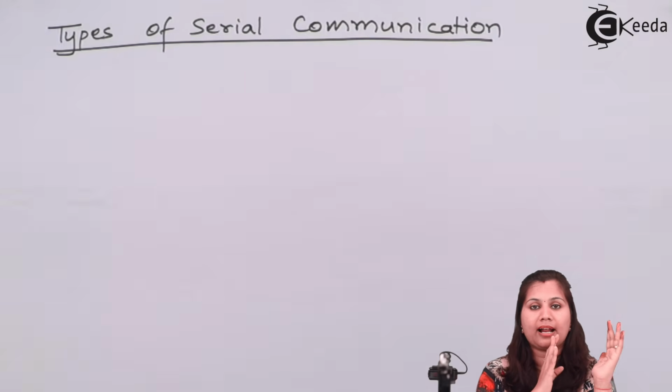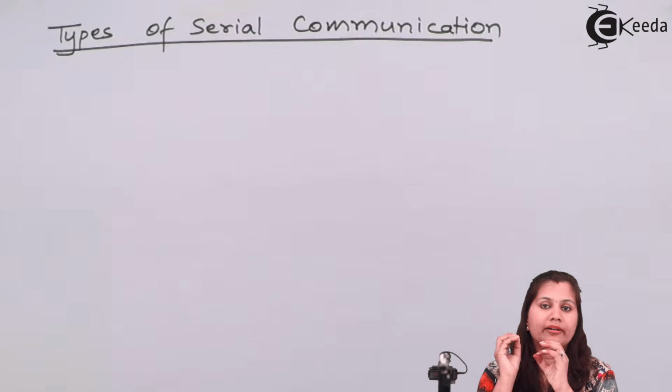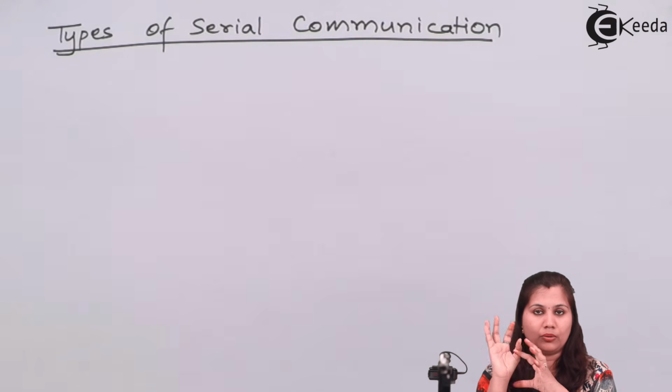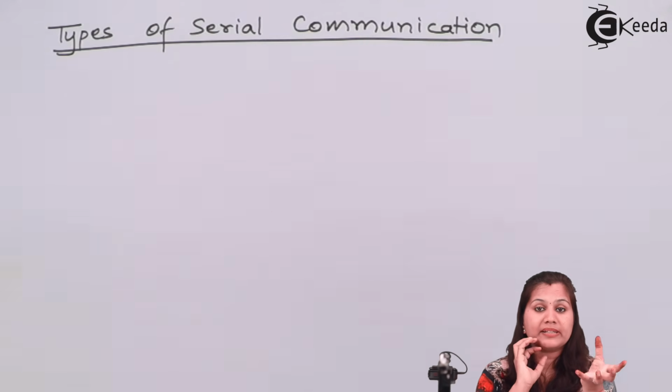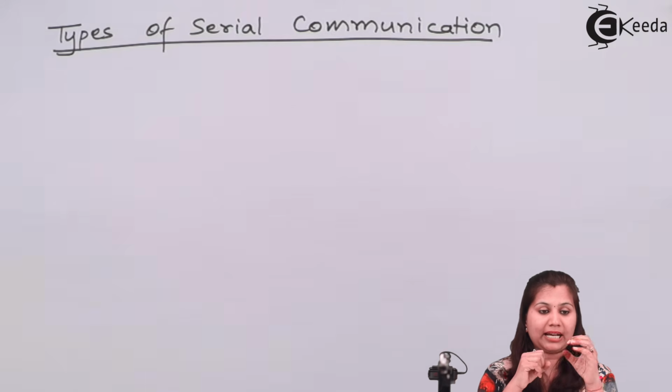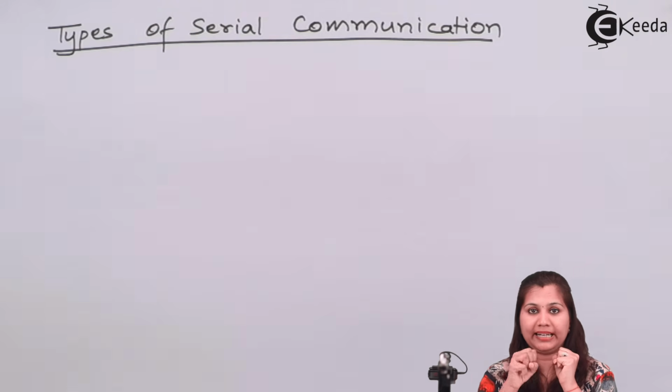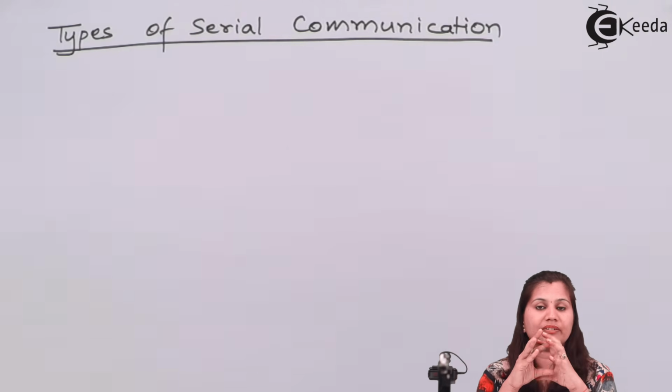In that case, the transmitter will have a separate clock, and the receiver will have a separate clock. For receiving and transmitting the data, when the transmitter is sending the data, how will the receiver know that this is the starting point and this is the ending point? Along with the data, we send some bits, and through those bits the receiver gets an indication of the starting point and the ending point of the data. That is the case of asynchronous serial communication.